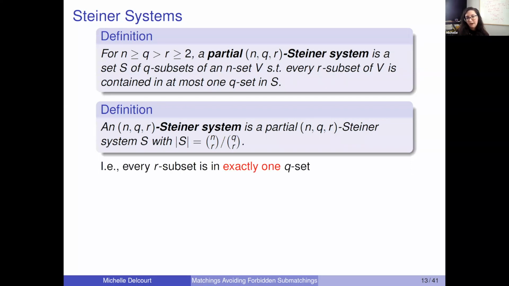So in other words, every R element subset lives in at exactly one of these Q element sets. So in particular, when Q is 3 and R is 2, we call these Steiner triple systems, which in and of themselves have attracted a lot of attention. So for instance, on 7 vertices, we have the Fano plane.